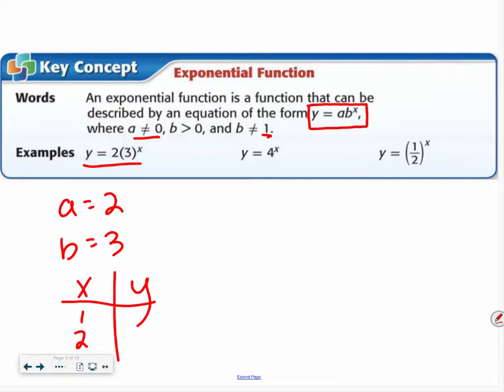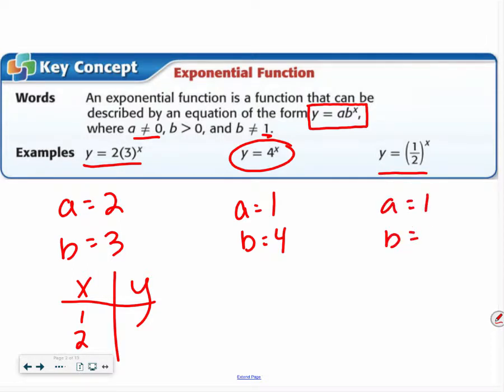Okay. Some other examples, y equals 4 to the x power. So my a value would be 1 because there's no number in front, and b would be 4. And then same for this, my a would be 1, my b would be 1/2.